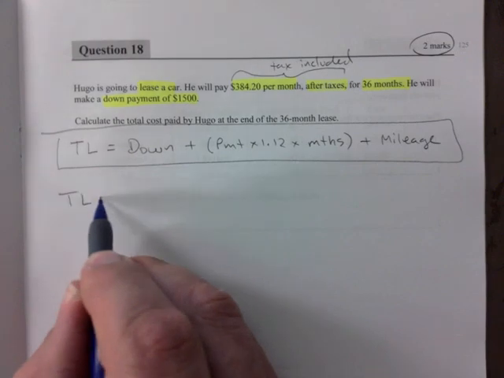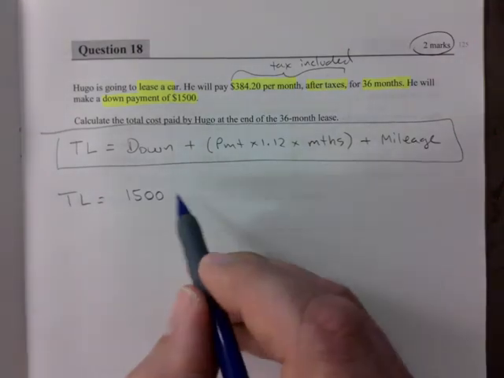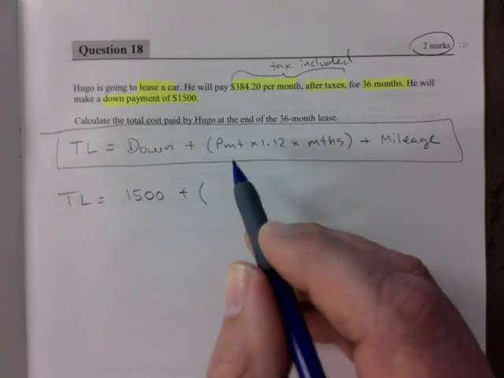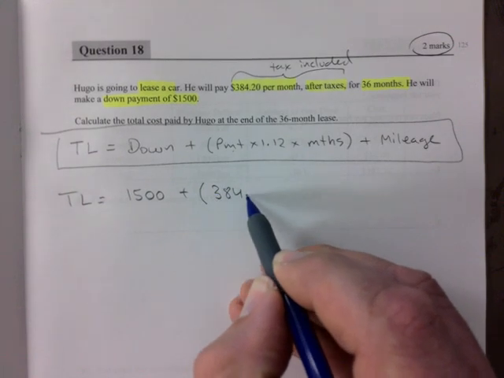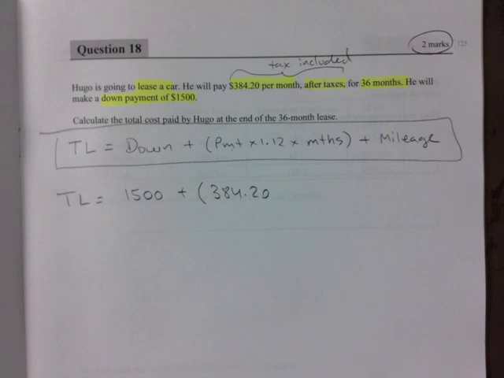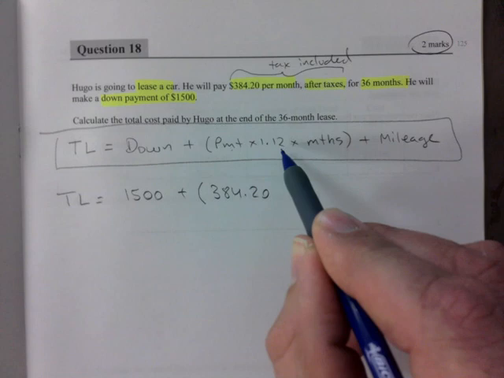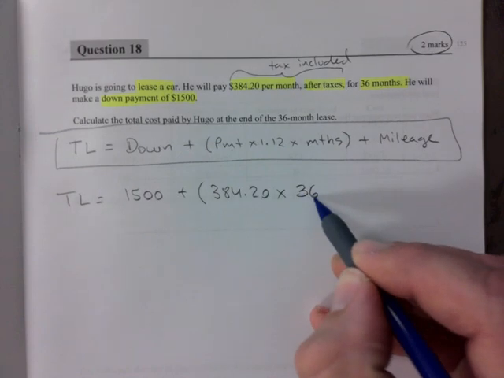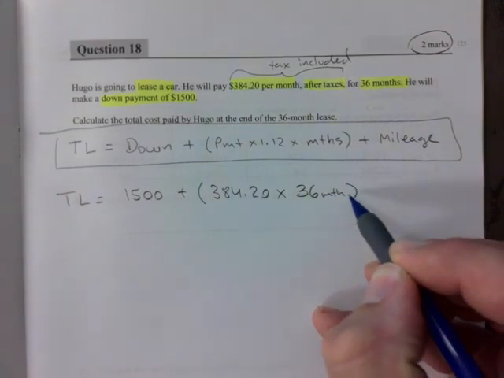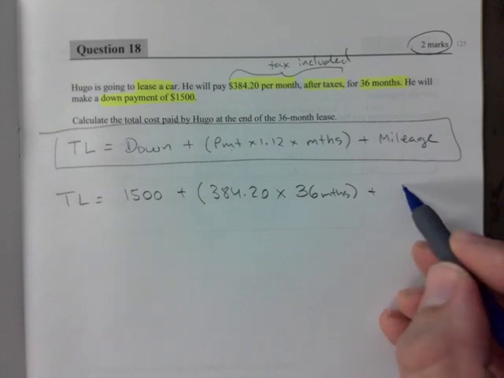So total lease, there's a down payment, right? I just go 1,500 plus, let's do the bracket part. Payment, 384, correct? Would you multiply this by 1.12? Yes or no? No, because this thing has already taxes in it. This part is adding taxes to your payment, so please don't. All we do is 36, right? We multiply that payment by 36 and that's it. There's no mileage, correct? So I'm just going to put a 0 there.